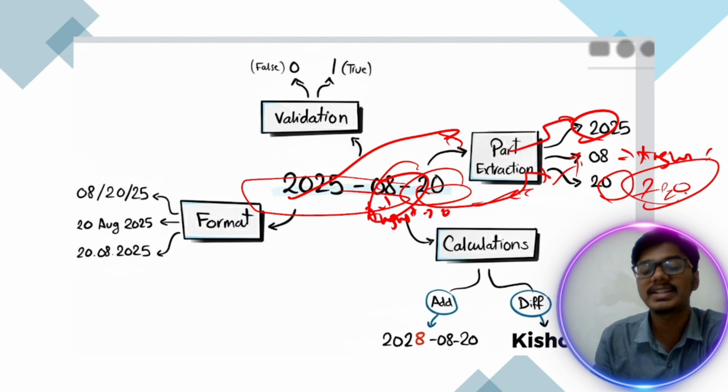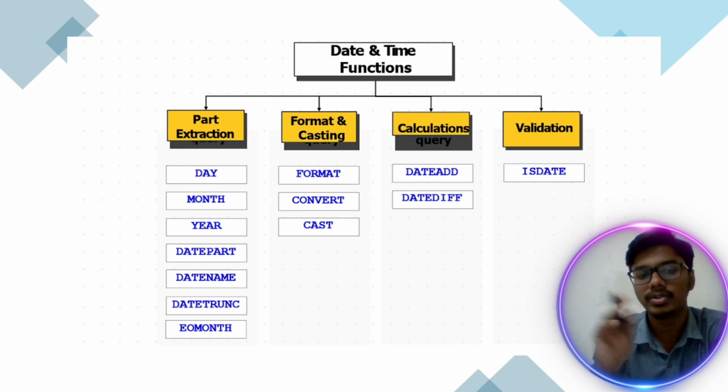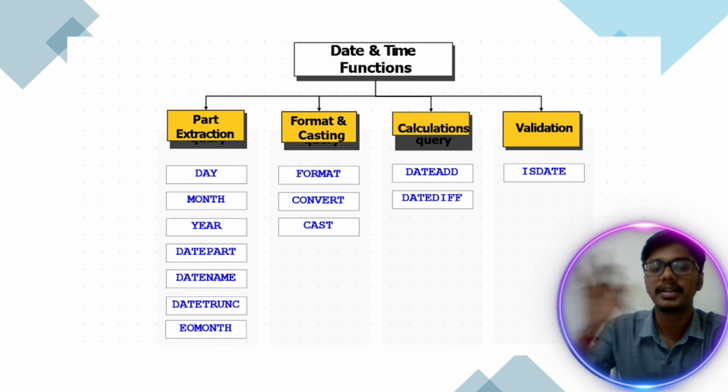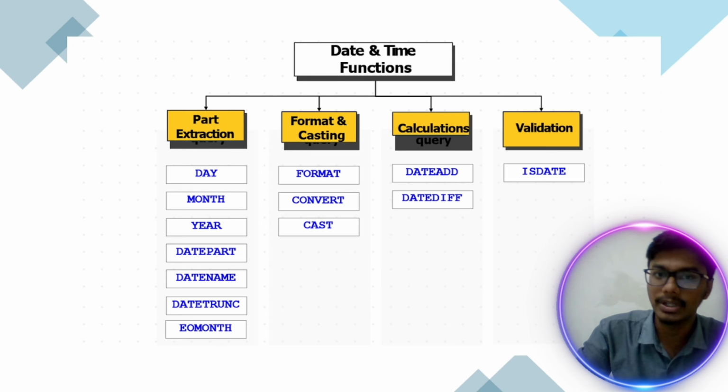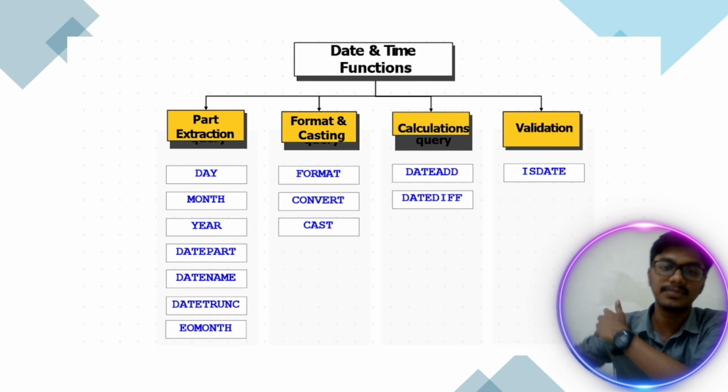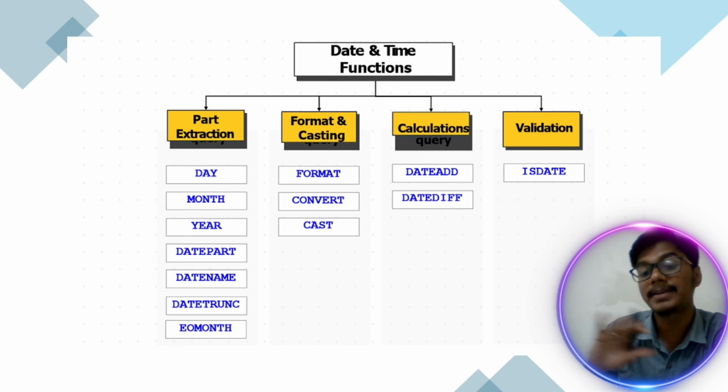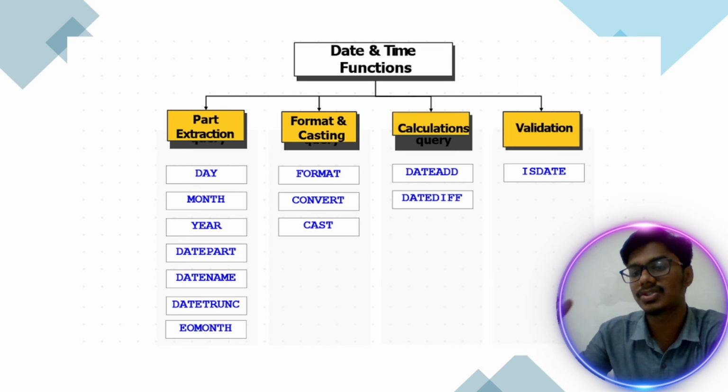In part extraction, we have some categories: day, month and year, date part, date name, date trunc, EOMONTH. Some of those topics are explained in this video and the remaining topics are explained in the next video. Now I want to explain what is meant by format and casting, calculation query and validation.